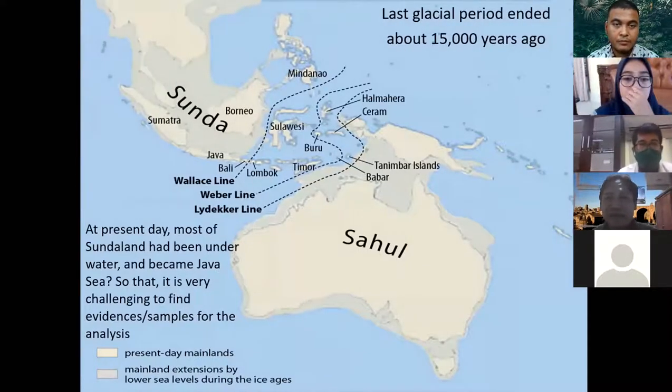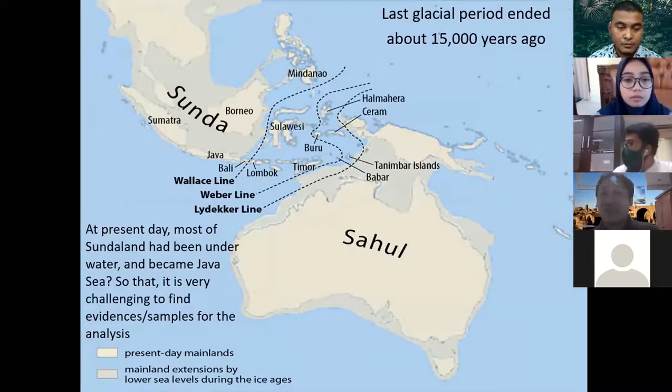And this is the map that I took from Google. I talk about 15,000 years ago, where the last glacial period ended. But at present day, most of Sundaland has been underwater, and became the Java Sea.